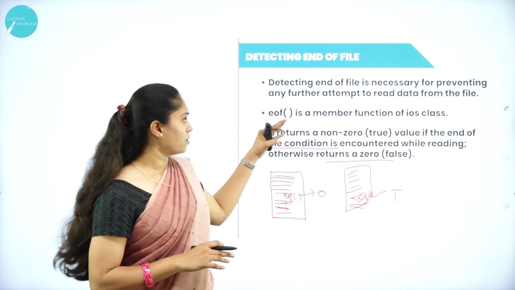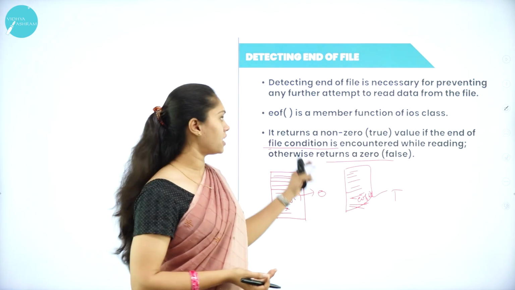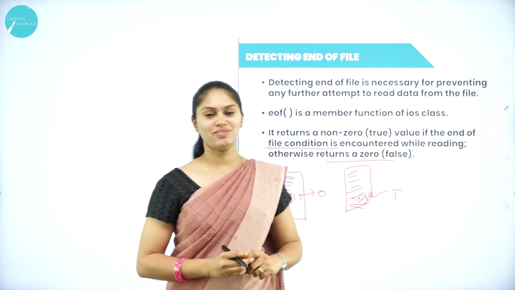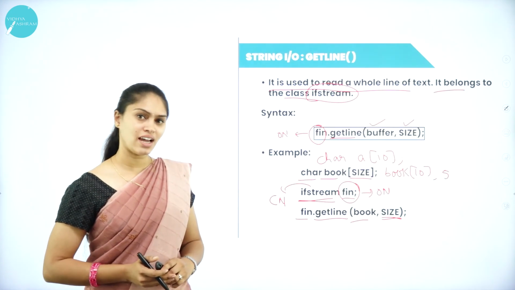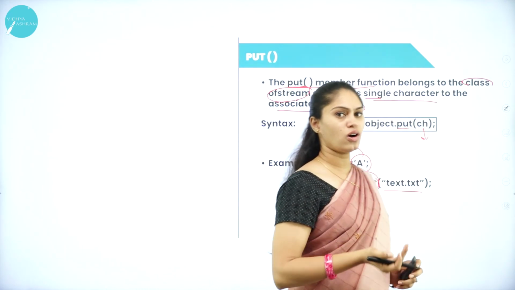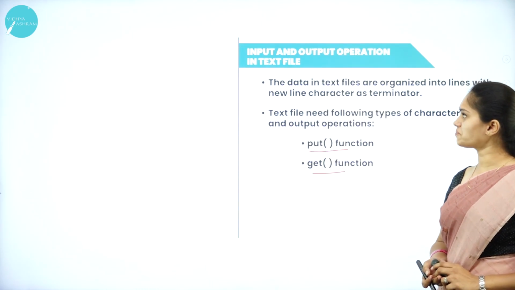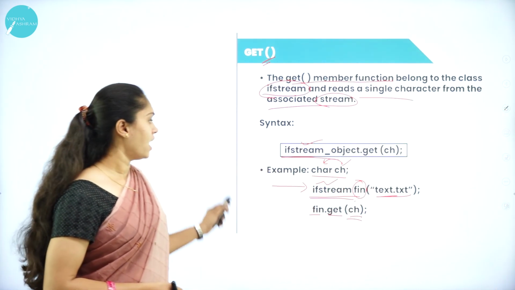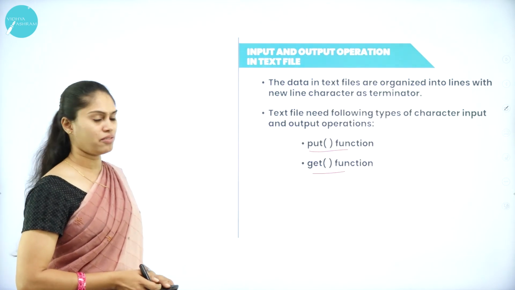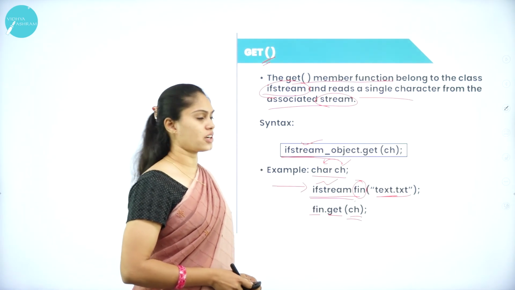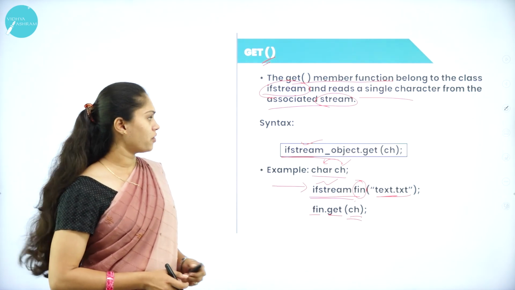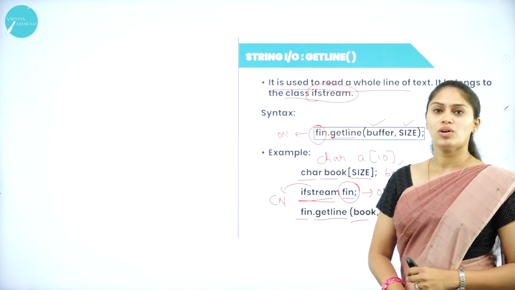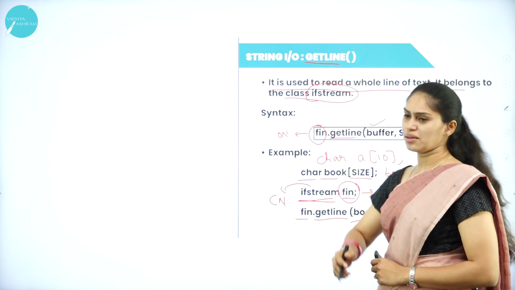That will help us prevent further attempts at reading data from the file. Okay, I hope you all understood today's session. In this session, I have discussed how to operate input and output operations in a text file as well as the binary file. When it comes to the text file, I have the get member function and put member function, and regarding each of the member functions, you have to learn its syntax along with one or two examples. Then coming to getline, if I want to read more than one line, I have to go with this getline member function.